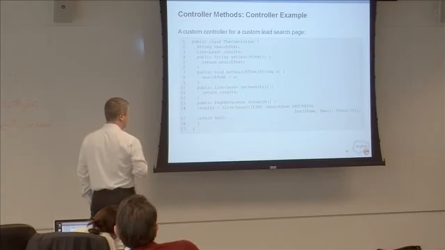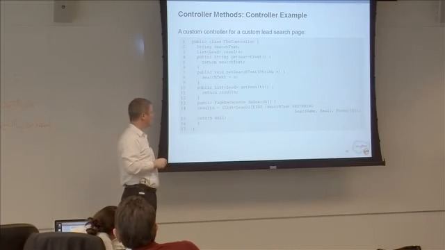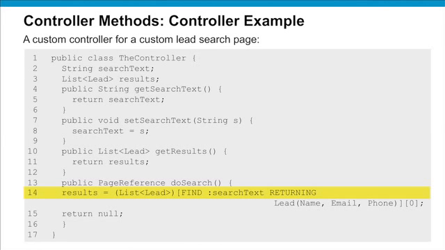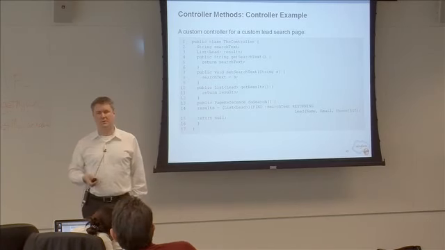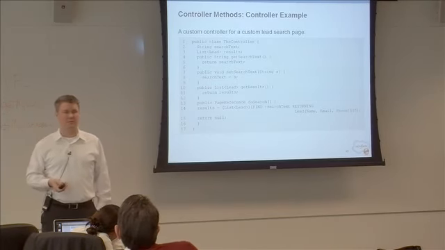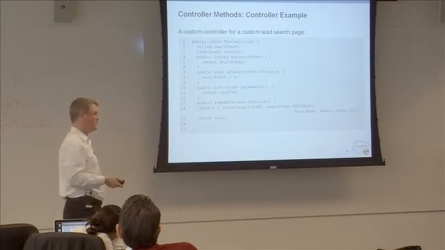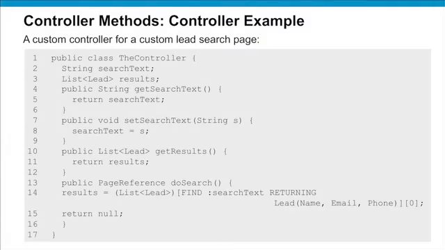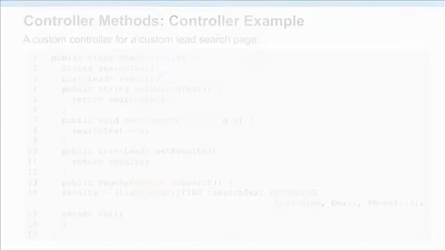What we're going to do in order to get those search results is here on line 14, this is the mechanism by which we find the records that the user is looking for. So we are looking at what here? What is this called? SOSL. So this is a Salesforce object search language, and we know that because it starts with the keyword find, right? What it does is it binds to search text. It returns just leads, and it's going to return the name, the email, and the phone. Okay?